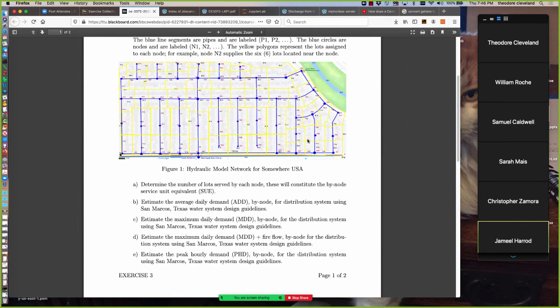This is the same area that you built your topographic maps for, so getting the node elevations from the topographic map would be useful. And that's about all I'll say about that.